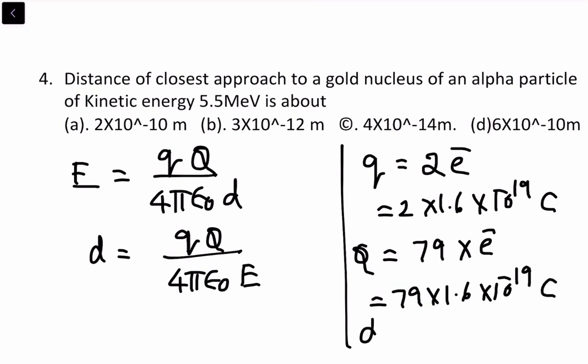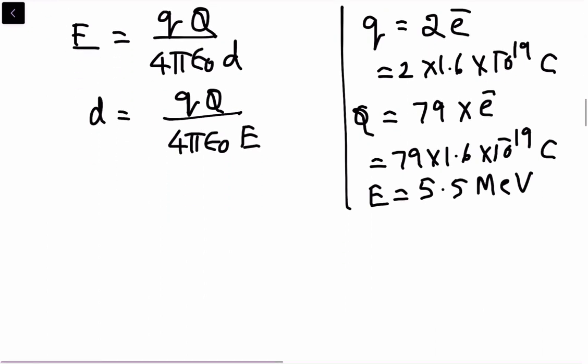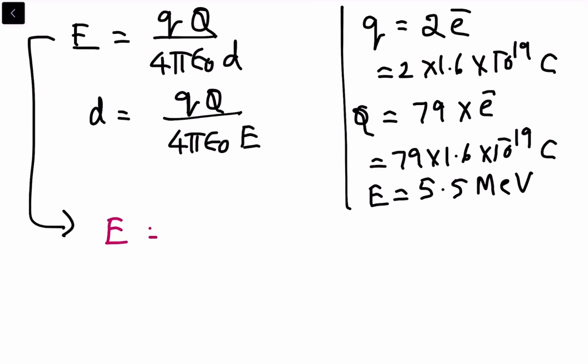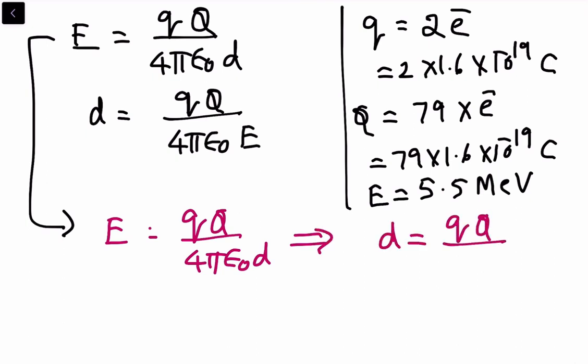Now the distance between them, that only we have to find, but the energy they have given. What is the energy they have given? E is equal to 5.5 mega electron volts. So now let us substitute all these values in this formula. From E is equal to qQ by 4 pi epsilon naught d, I already told you small d is equal to qQ by 4 pi epsilon naught into E.